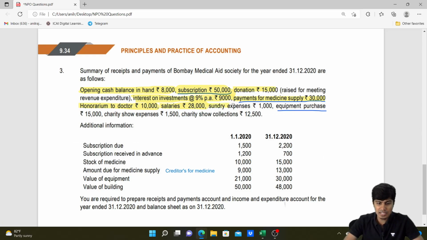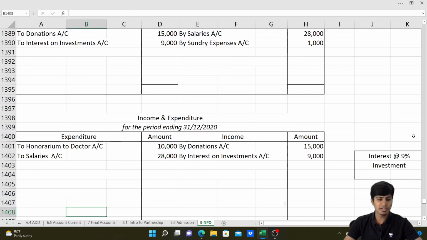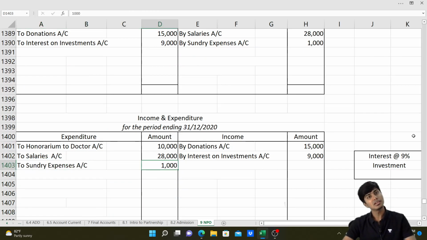What's after that? Then we have sundry expenses of 1,000. Again, has no adjustment. So this is expense as well as payment. So we'll write it as payment first on my receipts and payment account on the payment side by sundry expenses account 1,000, and in our income and expenditure as expense to sundry expenses 1,000. So it is payment and expense.